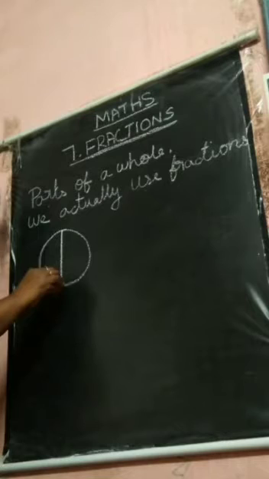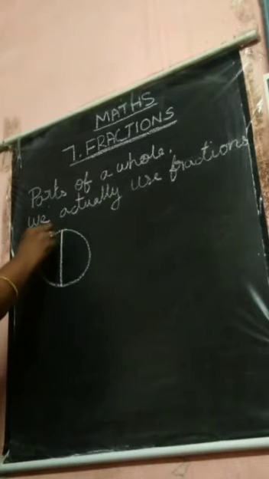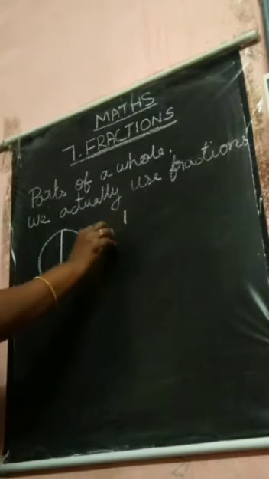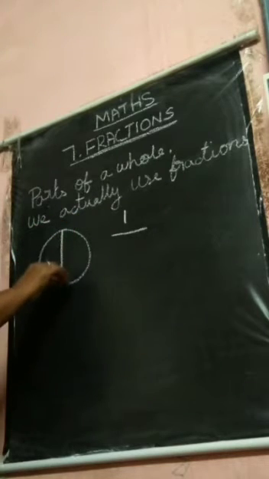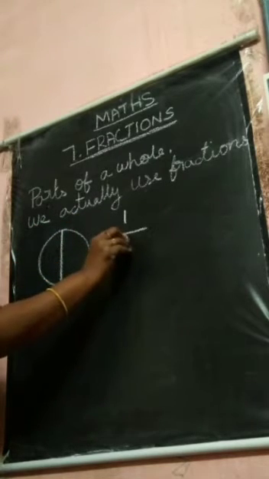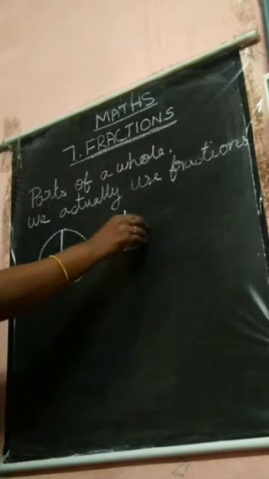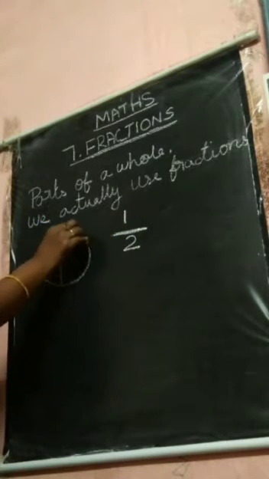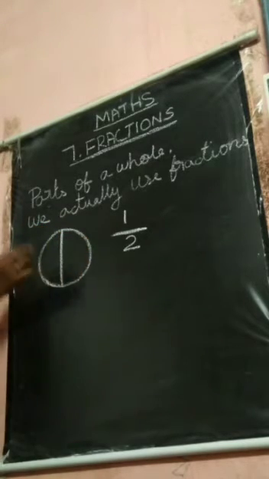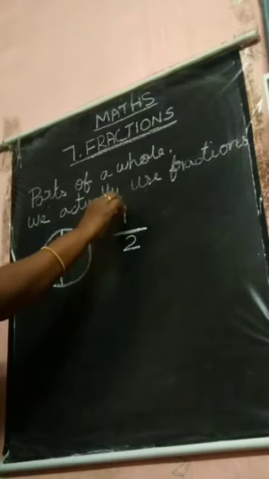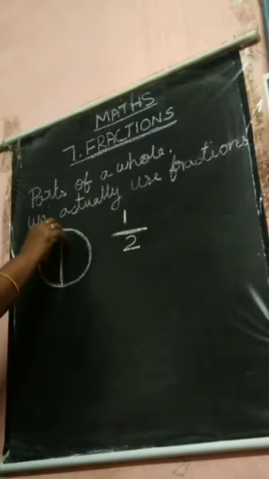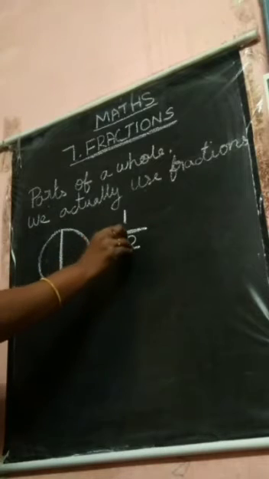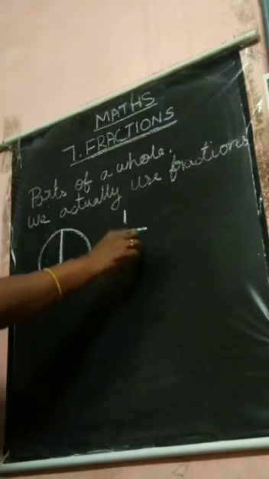make it as 2 portions. One object, you make it as 2. 1 by 2 means half. You divided it into 2 parts as 1 by 2.